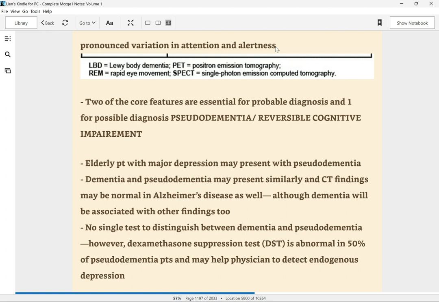for possible diagnosis. Pseudodementia/reversible cognitive impairment. Elderly PT with major depression may present with pseudodementia. Dementia and pseudodementia may present similarly, and CT findings may be normal in Alzheimer's disease as well, although dementia will be associated with other findings too. No single test to distinguish between dementia and pseudodementia. However, dexamethasone suppression test, DST, is abnormal in 50% of pseudodementia PTS and may help physician to detect endogenous depression.